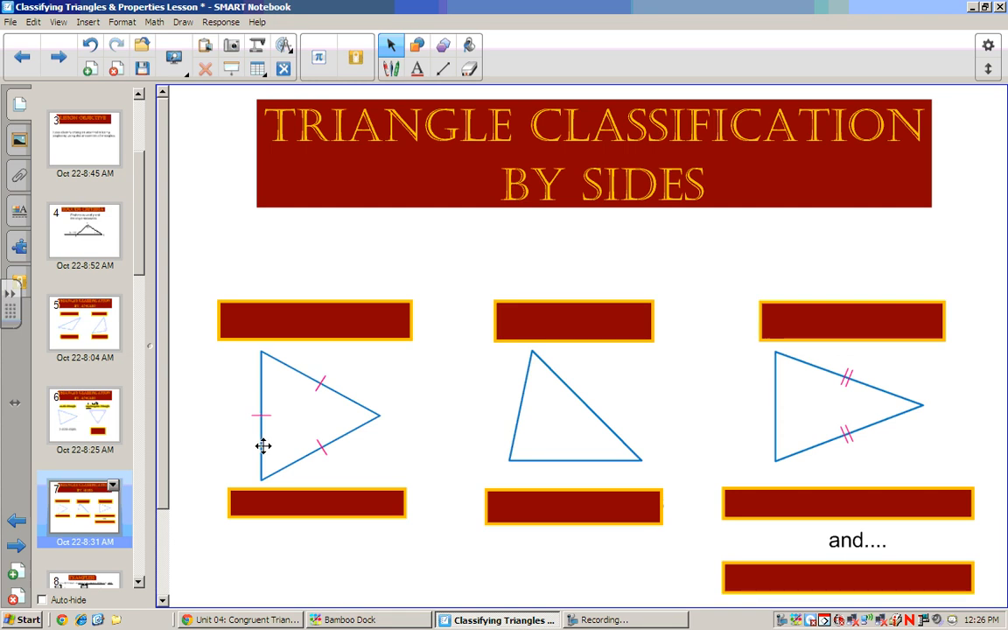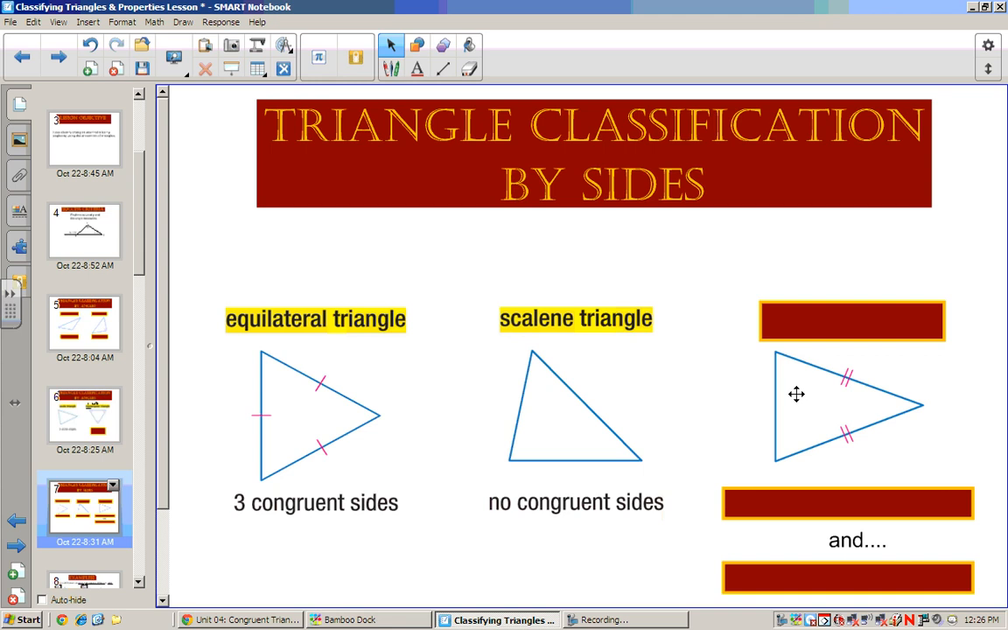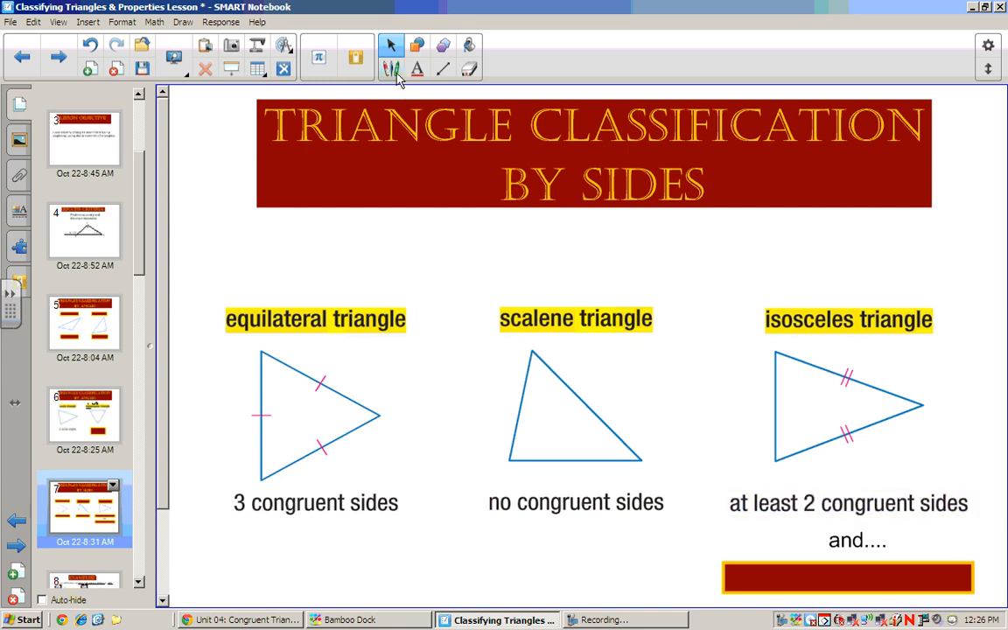Now this one, instead of having equal angles, has three equal sides, so we call that equilateral. Lateral meaning sides, and those have three sides. Now if none of the sides are equal, we call that a scalene triangle, because it has no congruent sides. However, if you have two sides being congruent, we call that an isosceles triangle because it has at least two congruent sides.